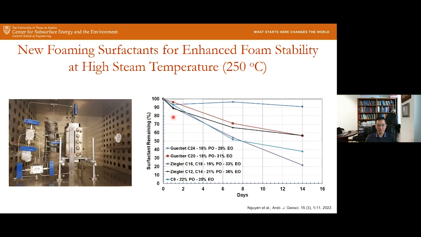So for example here, to be able to design a high temperature steam foam, we need to make sure that the surfactant can remain stable at elevated temperature. So this shows you new surfactant classes that have very good thermal stability for a long period of time at 250 Celsius degrees. So we did not lose much surfactant even after 2 weeks at 250 Celsius degrees. You can see right here, A compared to all the other molecules. But the point to make here is that we learned how to customize the structure of the surfactant to control the thermal stability of the surfactant.